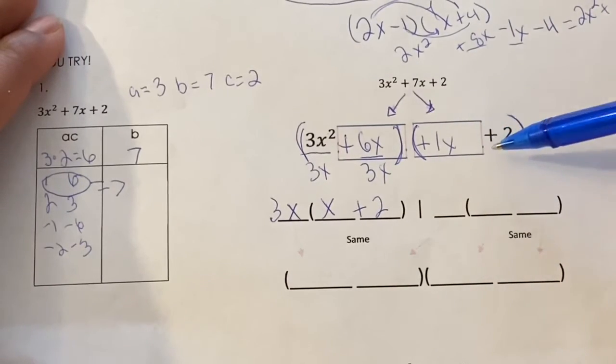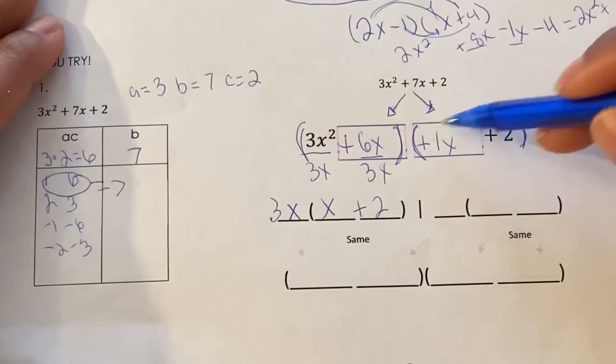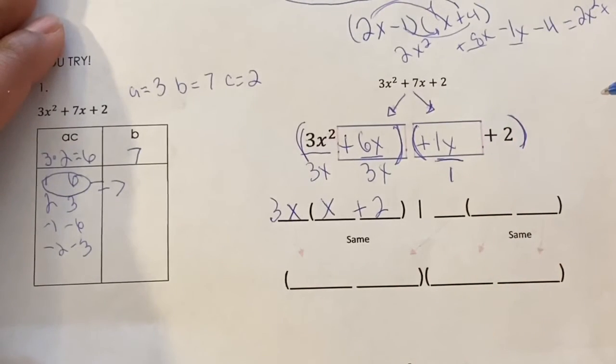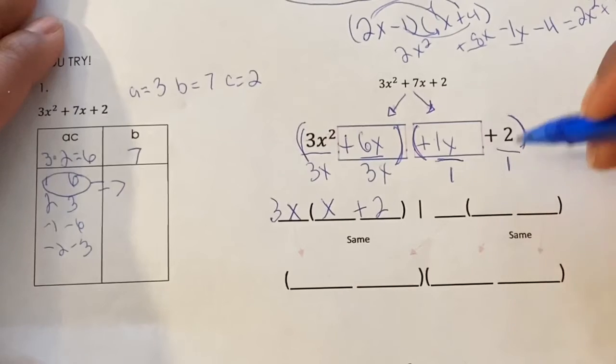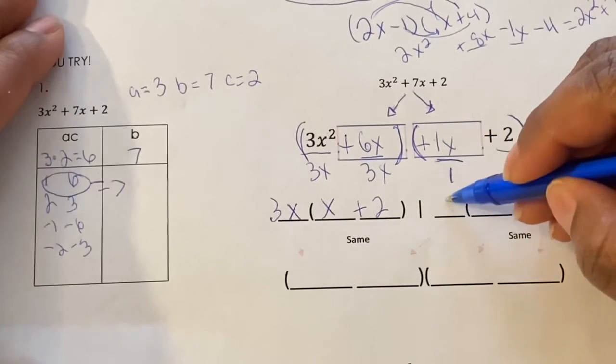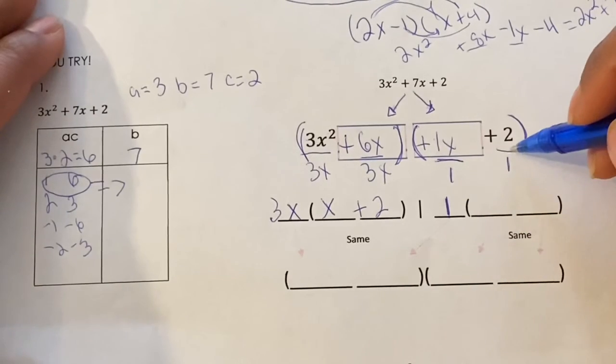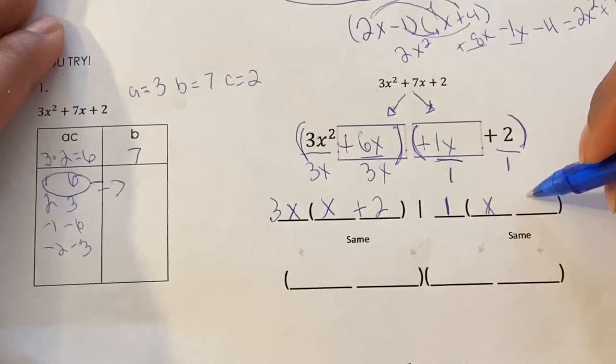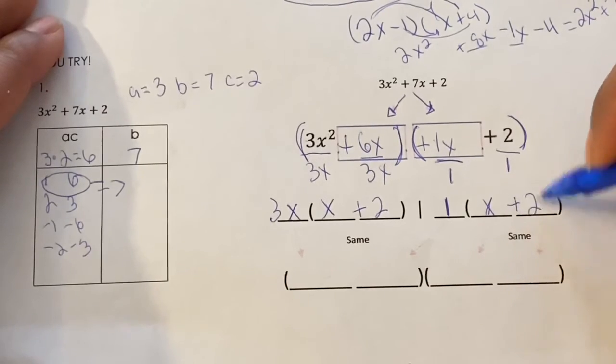Now when I do it with the second one, my greatest common factor of the numbers is 1. And they do not share an x. So the greatest common factor is just 1. And 1x divided by 1, I'm sorry, put the 1 here. 1x divided by 1 is x, or 1x. And then 2 divided by 1 is positive 2.